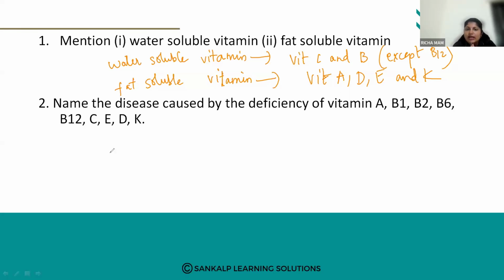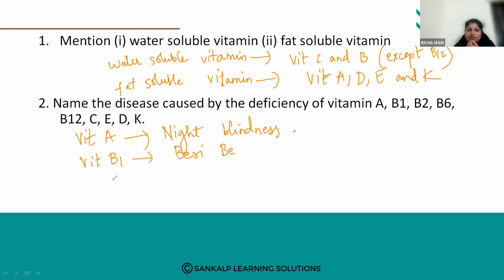Next question, name the diseases caused by the deficiency of vitamins. They may ask you any one deficiency or any one disease. Vitamin A causes night blindness. Please note it down, very important. Vitamin B1 causes beriberi. Vitamin B2 causes chlorosis.